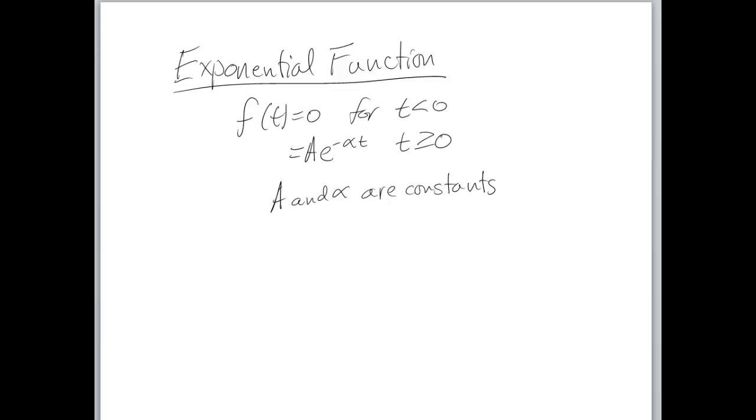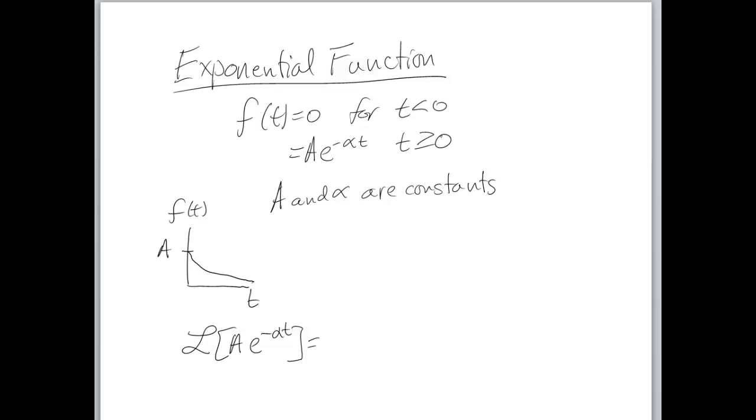Okay, so let's look at how to take the Laplace transform of an exponential function. We're going to define this function as being 0 for any time less than 0, but equal to a times the exponential of minus alpha t when time is greater than or equal to 0. So both a and alpha are constants in this case. And let's take a look at what that function looks like. If we were to plot a e to the minus alpha t, it would be an exponentially decreasing function that's approaching 0. It starts at a.